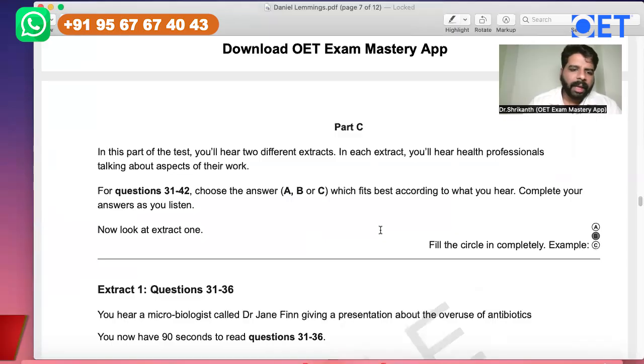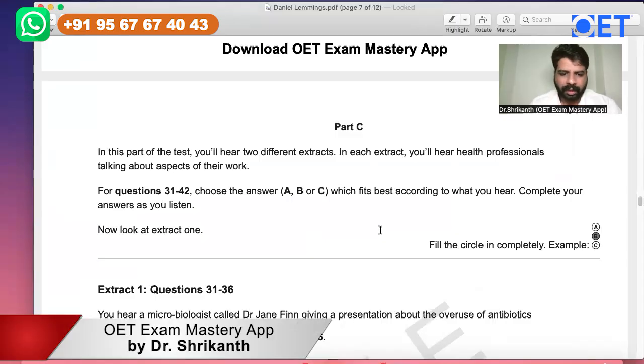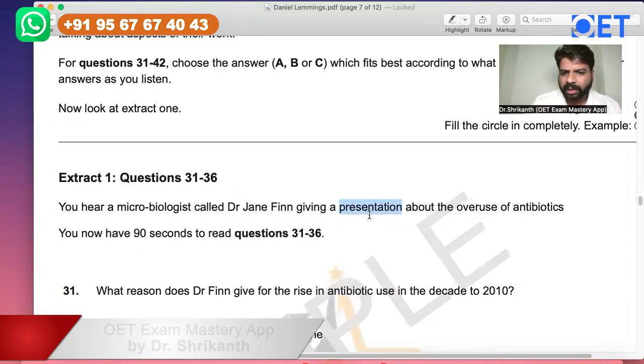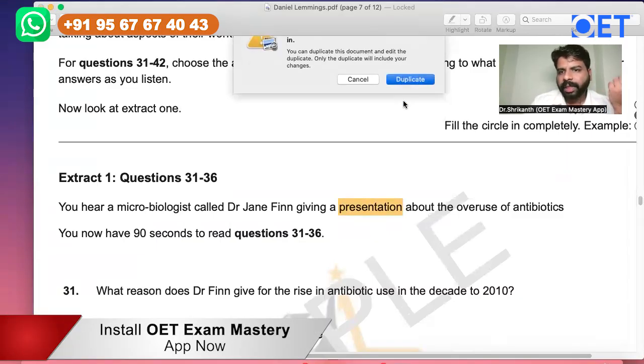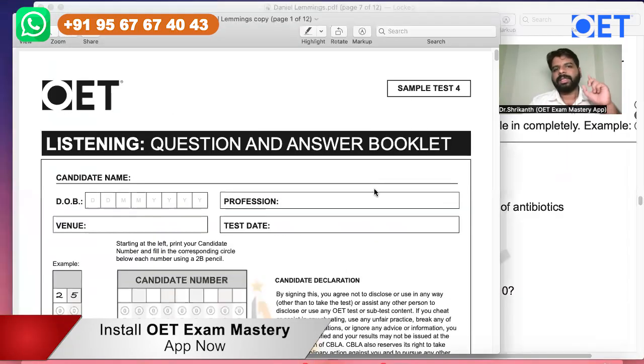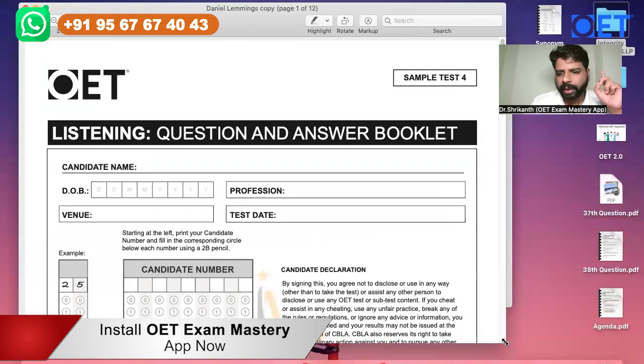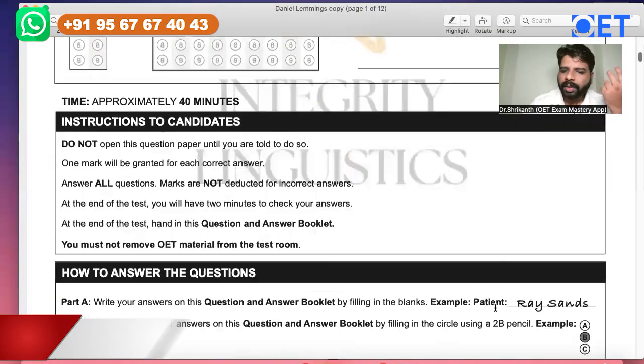Now, it can be an interview or it can be a presentation. See over here, extract 1, you hear a microbiologist, Dr. Jane Finn, giving a presentation about the overuse of antibiotics. So presentation basically means you are just hearing one person speaking. That is just one person speaking. That is what we call a presentation.